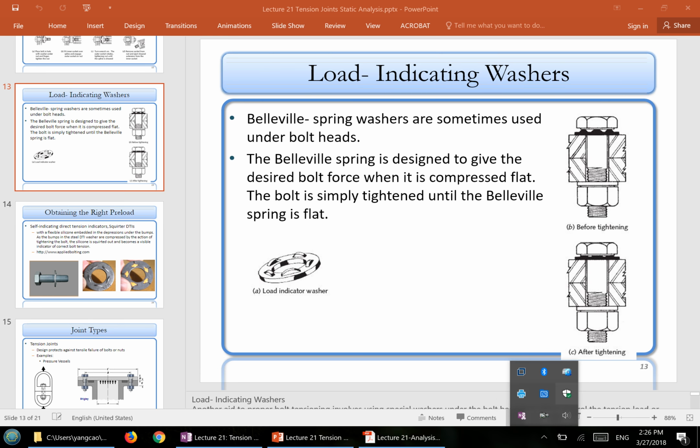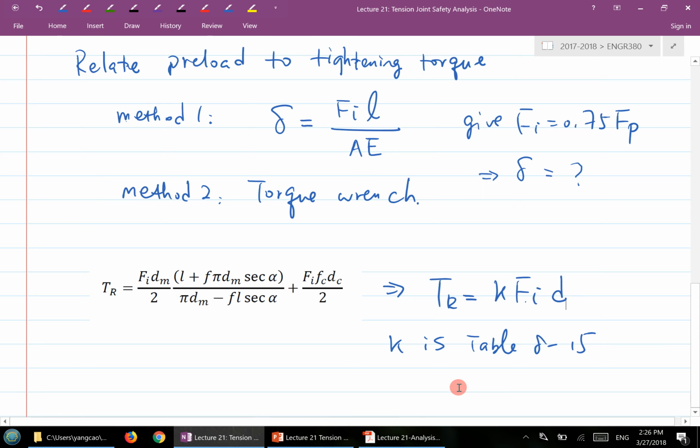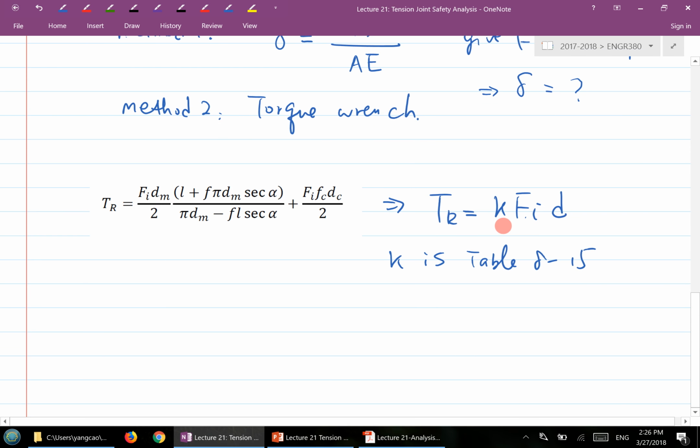Sometimes whenever you finish this, rerun this one. Okay, all right. So that is the torque part, the preload. Now let's take a look at the tension joint loading.